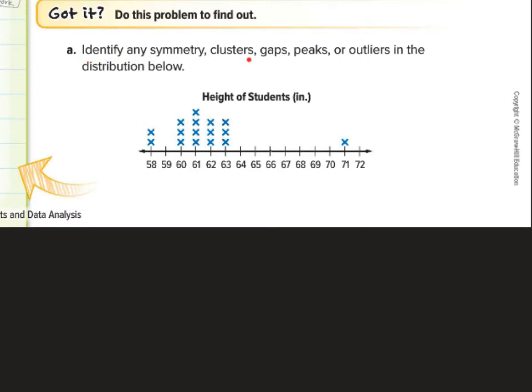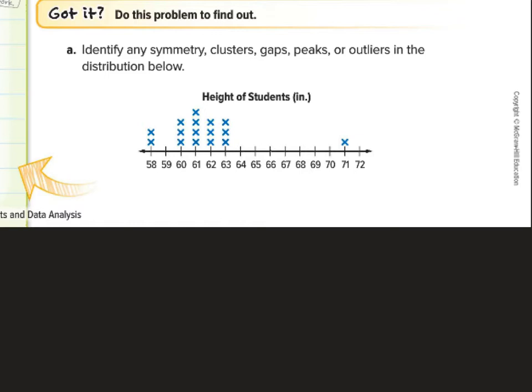Identify any symmetry, clusters, gaps, peaks, or outliers in the distribution below. Here we have heights of students in inches. And we have a plot line from 58 inches all the way up to 72 inches. And it looks like we have a cluster from 60 to 63. We also have an outlier all the way here at 71. And there's no data between, so there's a gap between 63 and 71 and a peak at 61. Okay, let's organize that information in point form.